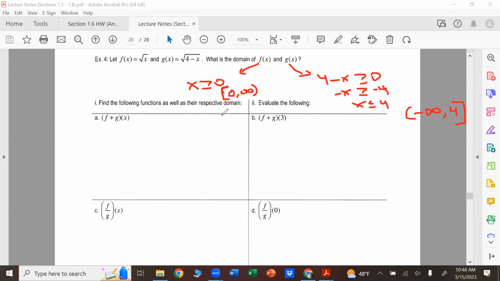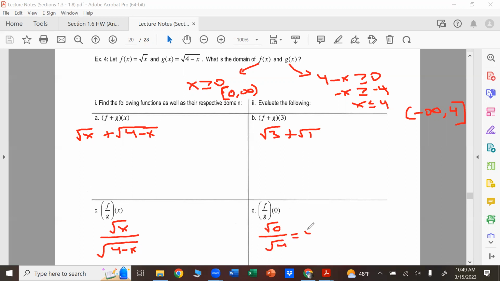So here you have to find the following functions and evaluate. Okay, got it. So obviously you're adding these 2 radicals together. And when you plug in 3, you just have this, so that's not hard. Or for f over g of x, you're doing root x over root 4 minus x. If you plug in 0, you have root 0 over root 4, 0 over 2, which of course is 0. Can't believe I said that.